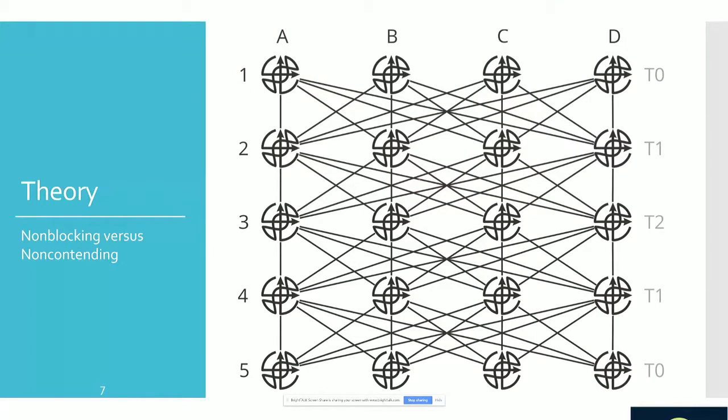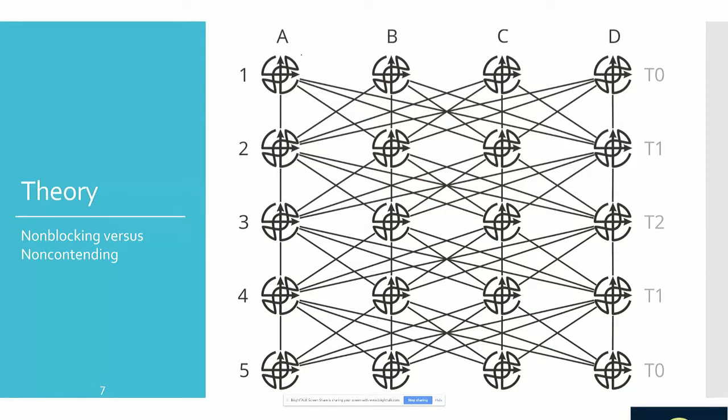So let's talk about this a little bit more, about this concept of non-blocking and non-contending. In a non-blocking fabric, no traffic is ever dropped on the fabric itself. This is really only possible in some configurations of a non-folded Clos fabric. There are some binaries and other types of fabrics that are also non-blocking, but by and large, it has to be a non-folded unidirectional fabric that is going to allow you to be non-blocking.